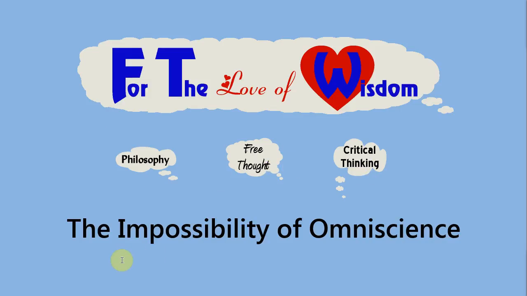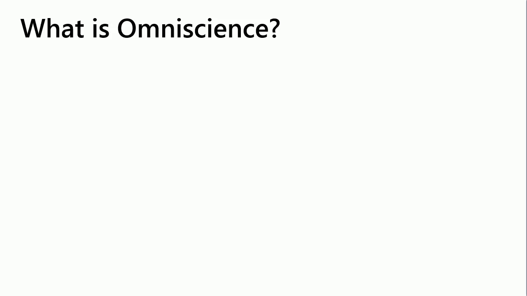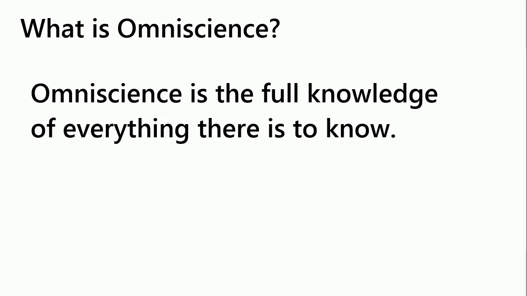We're looking at the impossibility of omniscience. So what is omniscience? Omniscience is the full knowledge of everything there is to know. An omniscient being will know everything that anyone at all knows, and an omniscient being will know everything else that it's possible to know.